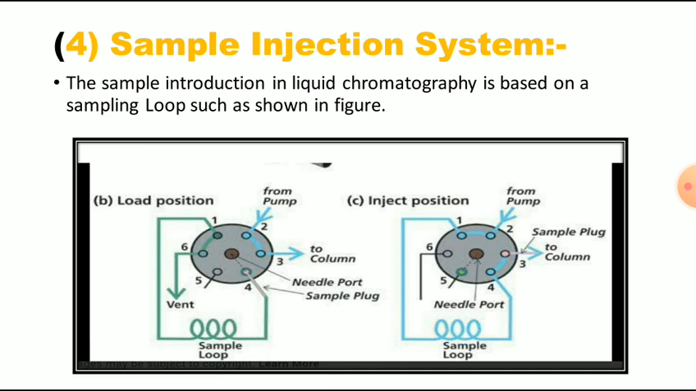Whatever sample we have already loaded into this loop, then the mobile phase which is coming through the pump will be going through this number 2 position, through 1, which is coming like this into this loop. Here the sample already is there, right? That sample again goes from this number 4 to number 3. Here at number 3 the column portion is there. That means whatever sample we have already loaded into the system will be going into the column. Likewise, we can inject the sample into the analytical column. So this is the process of this sample injection part.